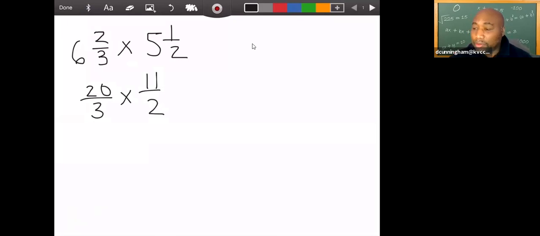Then we just multiply straight across. Numerator times numerator, denominator times denominator. In this case, 20 times 11 is 220, and 3 times 2 is 6. Now, again, you want to reduce your answer and give it in lowest terms. So a couple of ways we can do this. We can reduce this, or we could just basically divide 6 into 220.